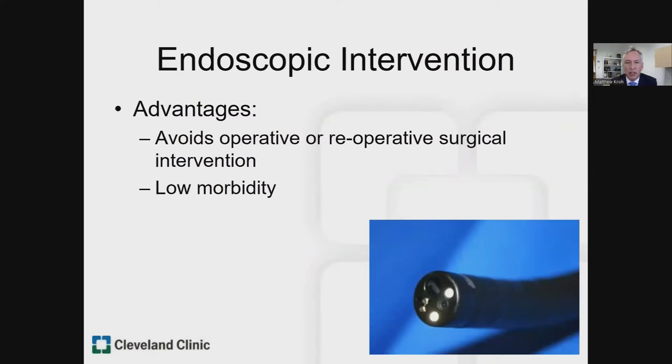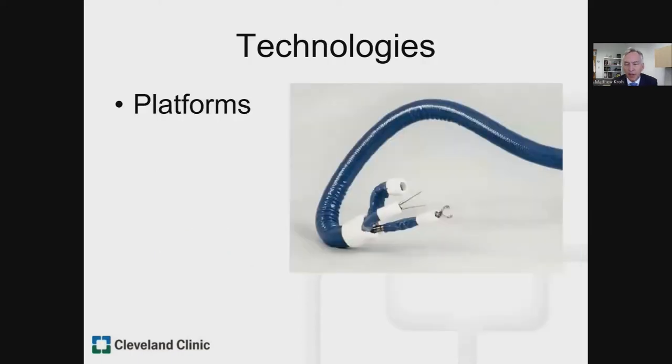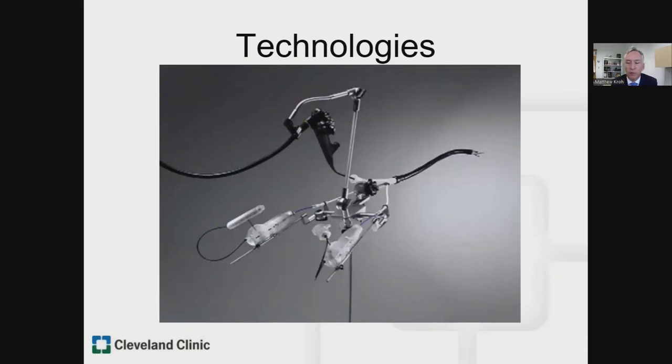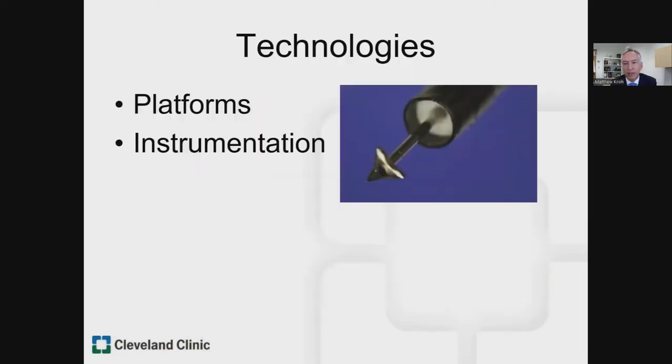But in addition to surgery, endoscopy may play a role in terms of managing complications as well as providing primary therapies. There are obviously advantages to this technique because it circumvents operative intervention with low morbidity, but the training and tools available may hinder its widespread adoption. However, the types of operations and procedures being done endoscopically are becoming more complex because the tools that we have are now allowing us to perform procedures which look much more like laparoscopic operations with retraction, tissue division, and triangulation.